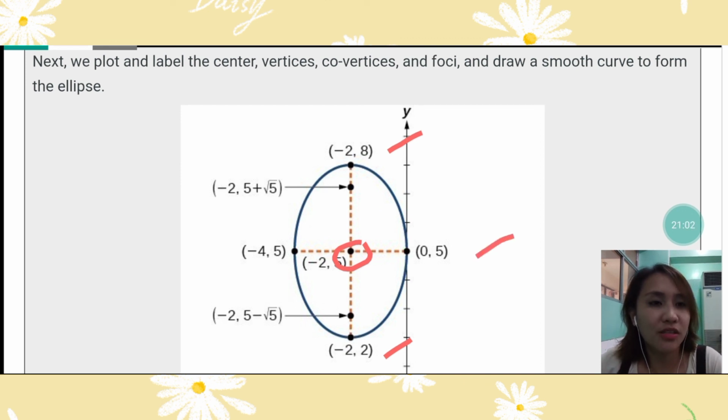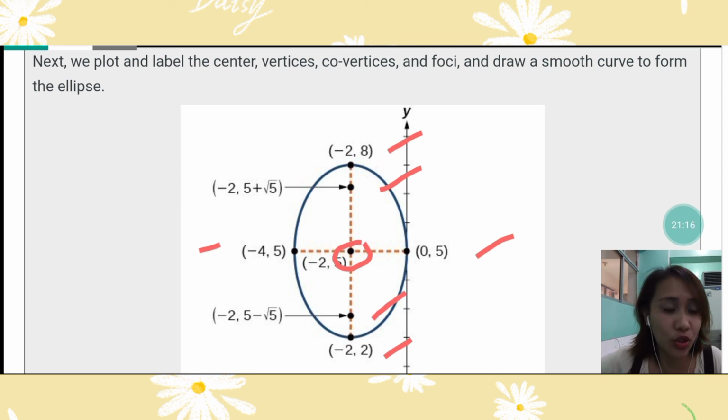For the co-vertices, that's (negative 4, 5) and (0, 5). And for the foci, that's (negative 2, 5 plus square root of 5) and (negative 2, 5 minus square root of 5). So 5 plus square root of 5 is roughly around 7.24, and 5 minus square root of 5 is around 2.76, just near the values of 8 and 2.